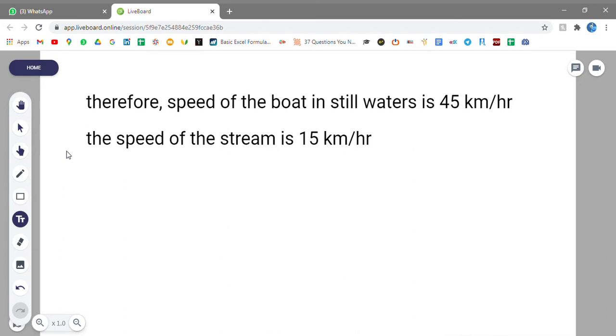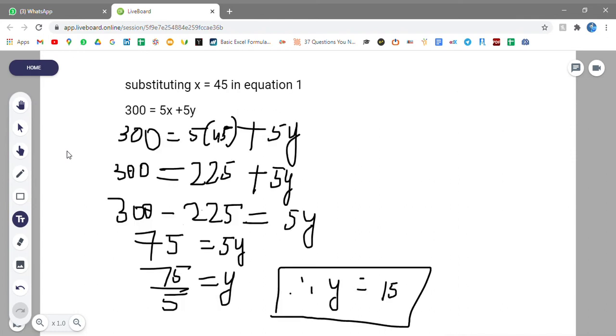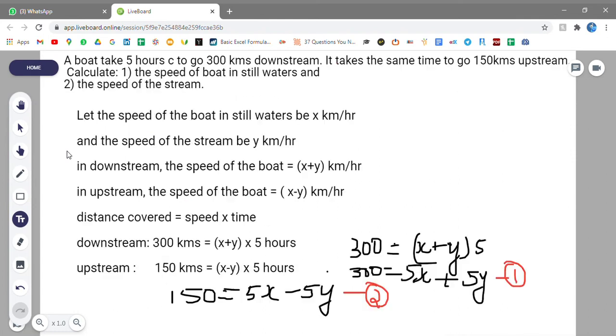Let's just go through the complete answer once again, so that you will be able to understand it better. Okay, so concentrate. A boat takes 5 hours to go 300 kilometers downstream. It takes the same time to go 150 kilometers upstream. So we are supposed to find two things: the speed of the boat in still water and the speed of the stream.